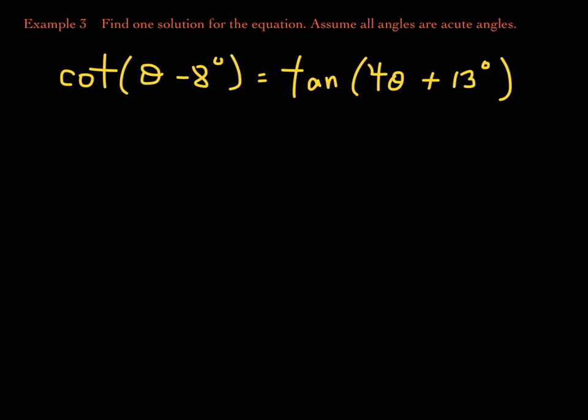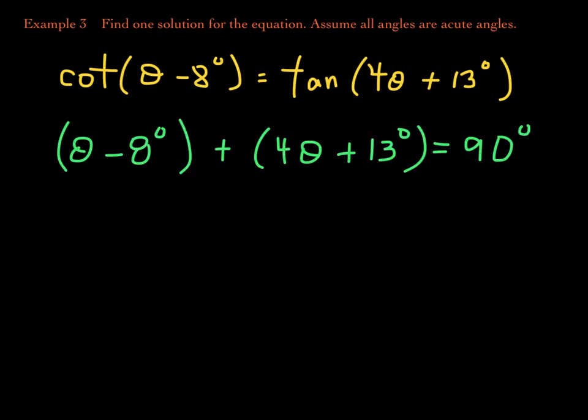So the only way this left-hand side will be equivalent to the right-hand side is if this argument and this argument are complementary, because cofunction values of complementary angles are equal. So this angle and this angle must be complementary. In other words, they must sum to 90 degrees. That's the only way this left-hand side will be equivalent to the right.